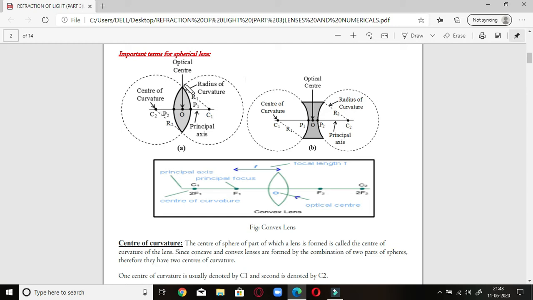The reason is that a lens is formed by the intersection of two spheres. That is why it is important that there should be two centers of curvature, one on the left-hand side of the lens and another on the right-hand side of the lens, right?